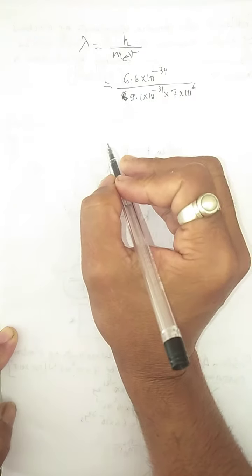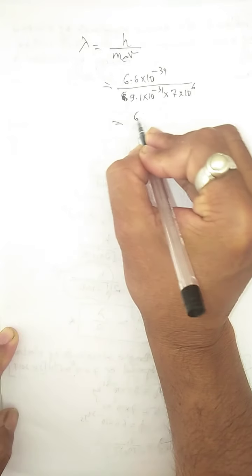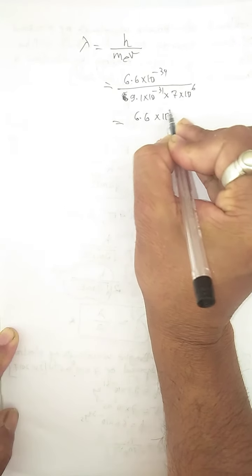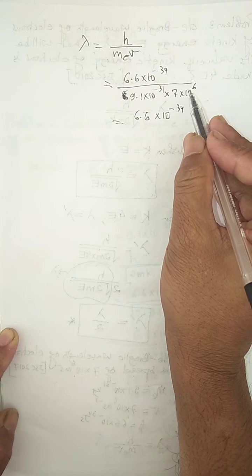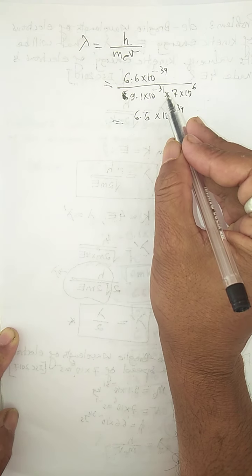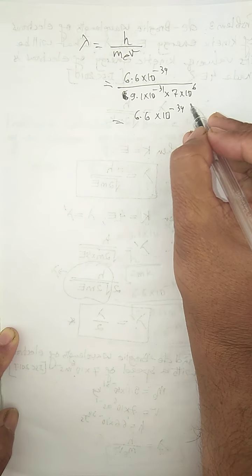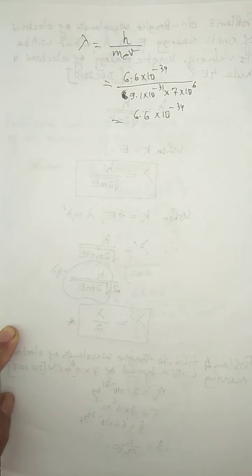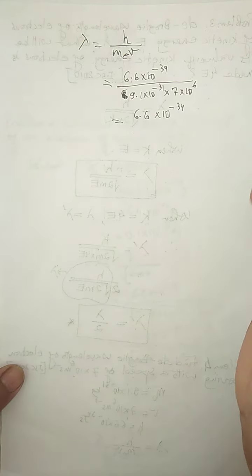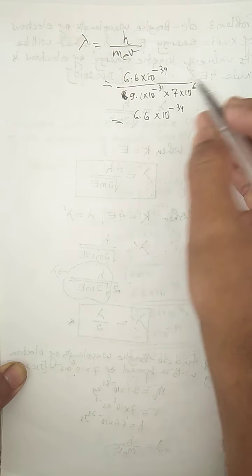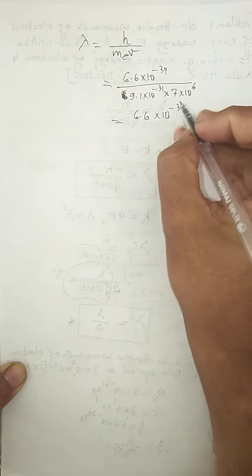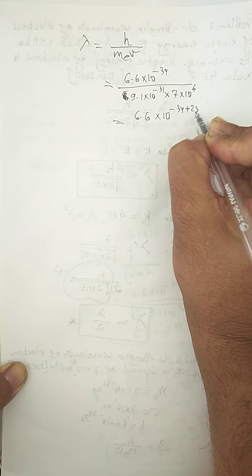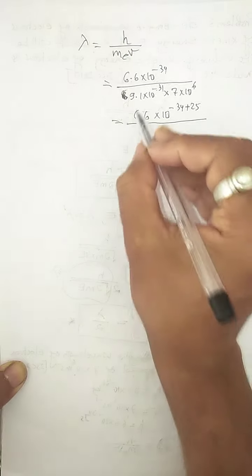Okay, so let's do the calculation. Now 6.6 I write, into 10 to the power minus 34. Now minus 31 plus 6: how much is that? Minus 29. I'm so sorry, it is not minus 29, it's minus 25. Minus 31 plus 6 is minus 25, and that minus 25 I take to the numerator as plus 25, whole divided by 9.1.